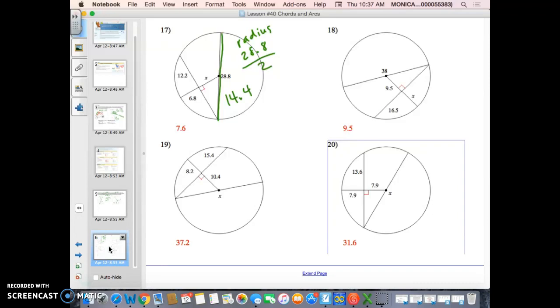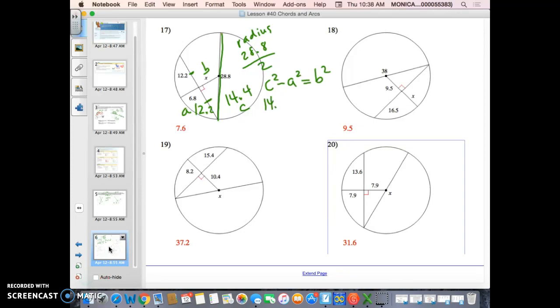Okay. And then I know that this is a chord, and this is a perpendicular bisector. So I know that this side is equivalent to this side. So this is 12.2. Okay. So now I have, this is my C, and this is A, and this is B. So I can set up a Pythagorean theorem, but I'm going to use the inverse of the Pythagorean theorem.